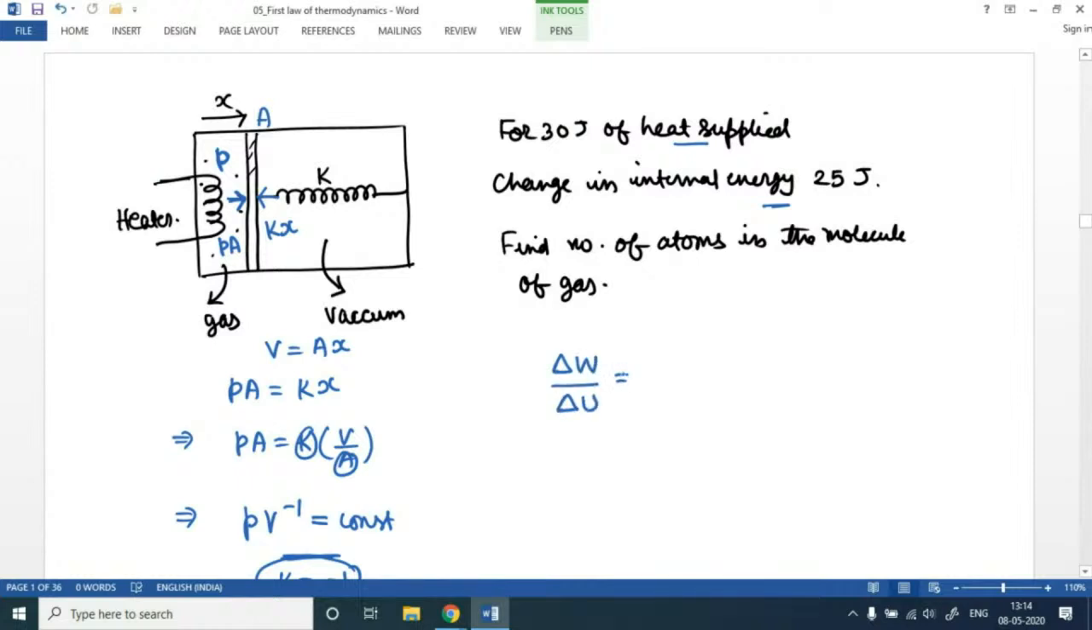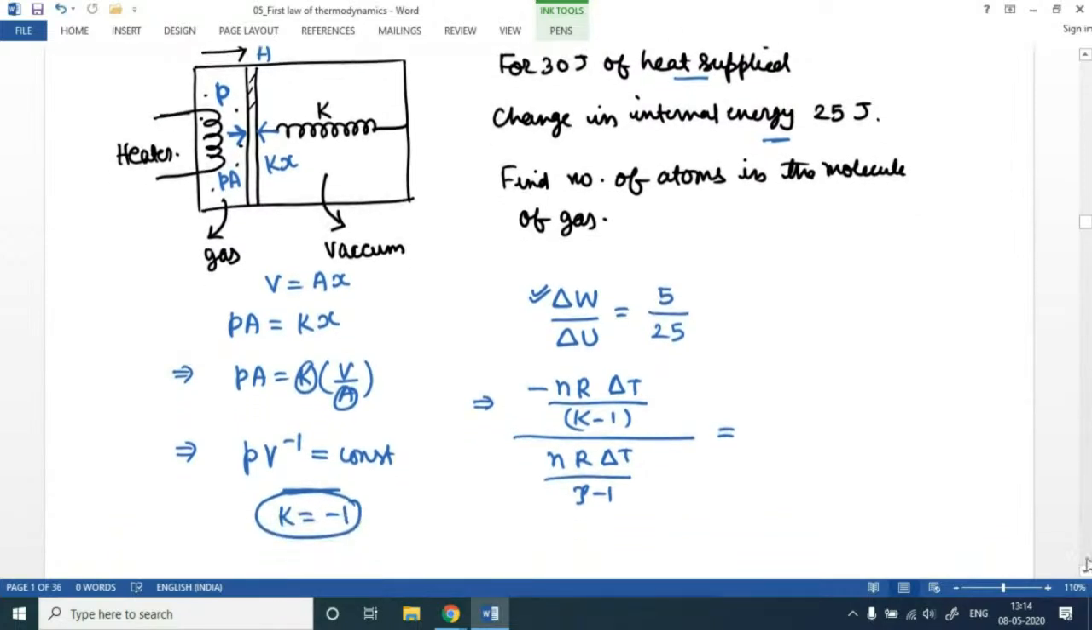So delta W here would be nothing but, you should realize, delta Q minus delta U. So that is going to be 5 joules. Okay, and delta U over here is 25 joules, that is given to us. And the expression for delta W for a polytropic process we have just got, that is minus nR delta T upon k minus 1. Okay, and that divided by the change in internal energy, which is nR delta T upon gamma minus 1, will be equal to what we have already got, that is 1 by 5.